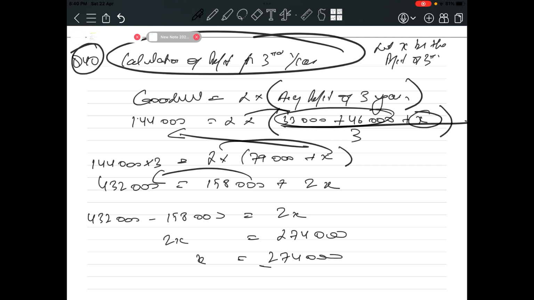274,000 divided by 2 will be 1,37,000. Okay, so this is the answer. See, you can solve this type of question in less than a minute.